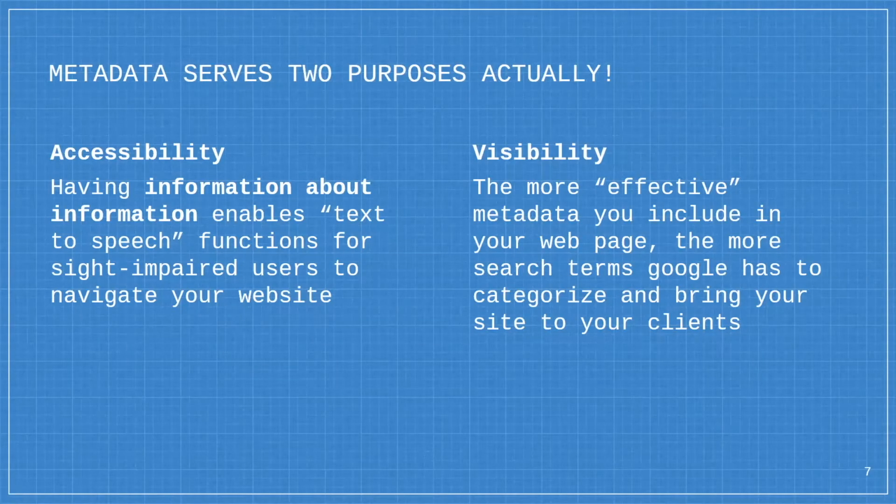Metadata, not search engine optimization. The two purposes that metadata serves, firstly, is accessibility. Having information about information enables accessibility features such as text-to-speech to work. If you have a short description of an image as metadata, someone who has their accessibility features turned on their phone can have that image described to them based on that metadata.